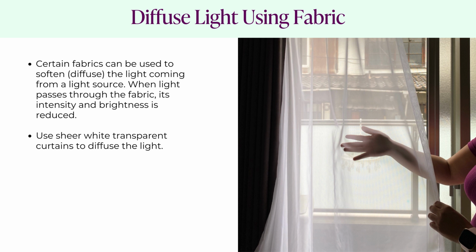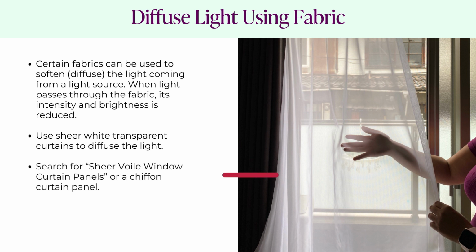If you want to order this material for yourself, I recommend searching for sheer voile window curtain panels or a chiffon curtain panel material. And again, this material will help you during filming when the window light is too bright. All you have to do is put that fabric over the window, and that's going to soften the intensity of the light coming through that window so it's not so bright.